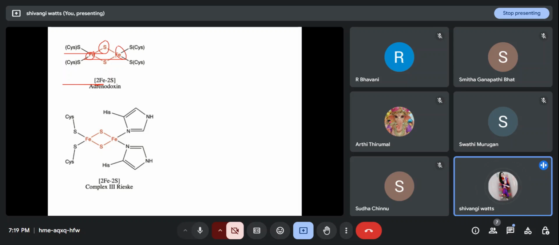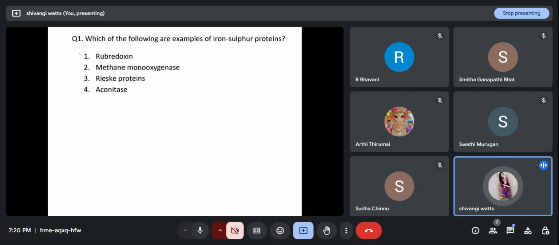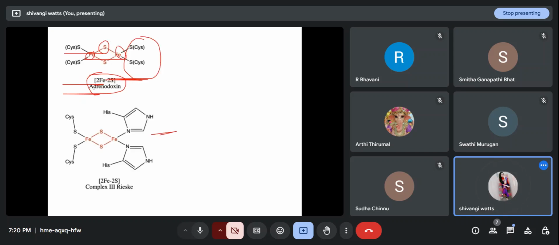We name the cluster on the basis of the number of inorganic sulfurs. Here there are two inorganic sulfurs, so we will name it 2Fe2S. This is adrenodoxin. When we remove two cysteine residues of this Fe2S2 protein and replace them with histidine residues, we call it Rieske protein. So all three are examples of iron sulfur proteins: rubredoxin, Rieske protein, and aconitase. This you have to remember.